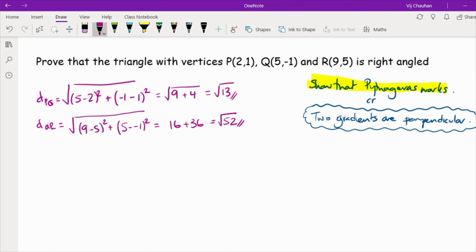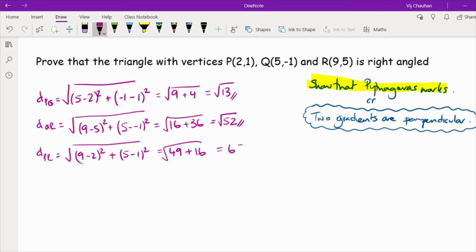And finally, we've got to work out the distance between PR, in which I've got the square root of 9 minus 2 squared plus 5 minus 1 squared, which equals 9 minus 2 is 7, 7 squared is 49, plus 5 take away 1 is 4, squared is 16, giving me an answer of root 65.